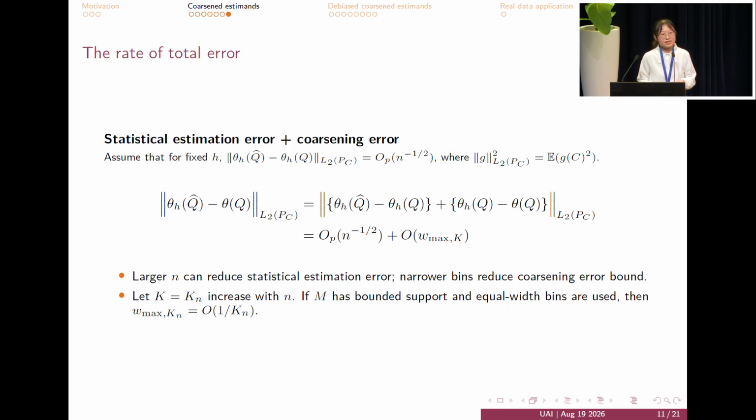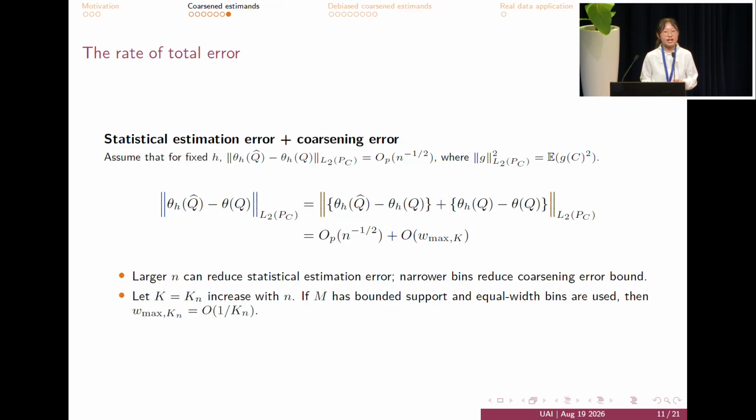And now let's take the statistical estimation error together. Assume we have a fixed discretization rule and assume the statistical estimation error has the root n rate. Then this error is a function of the sample size. The coarsening part is bounded by the largest bin width, and that means narrower bins can reduce the coarsening error. We can think about it more deeply.